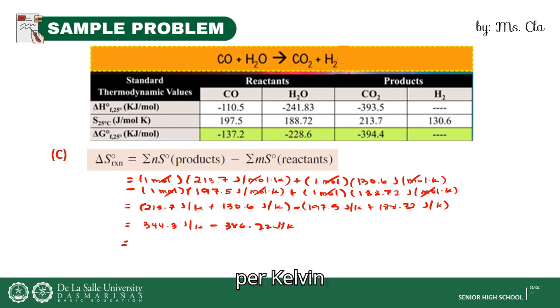344.3 joule per Kelvin minus 386.22 joule per Kelvin. We have negative 41.92 joule per Kelvin. That is the entropy of a reaction.